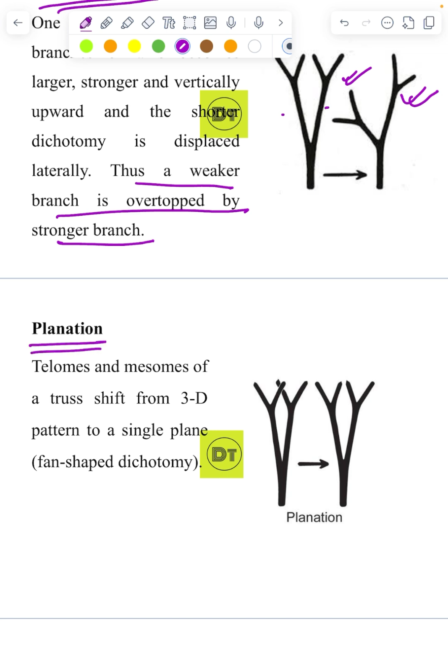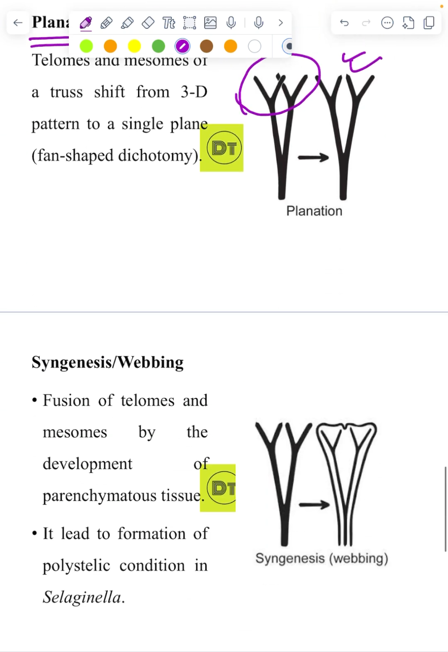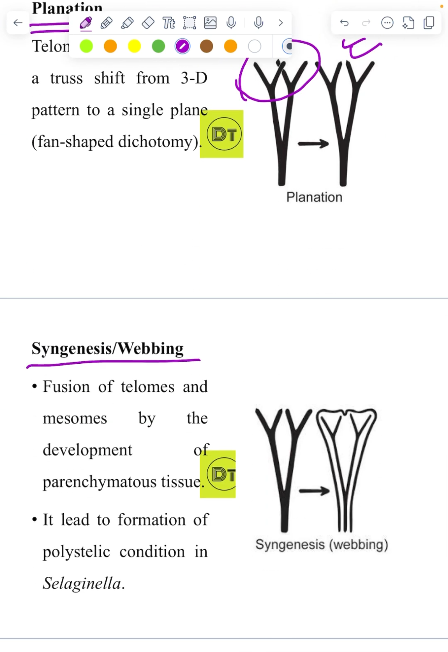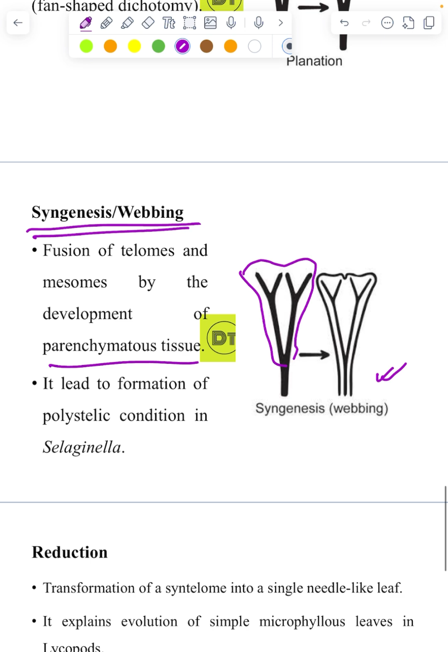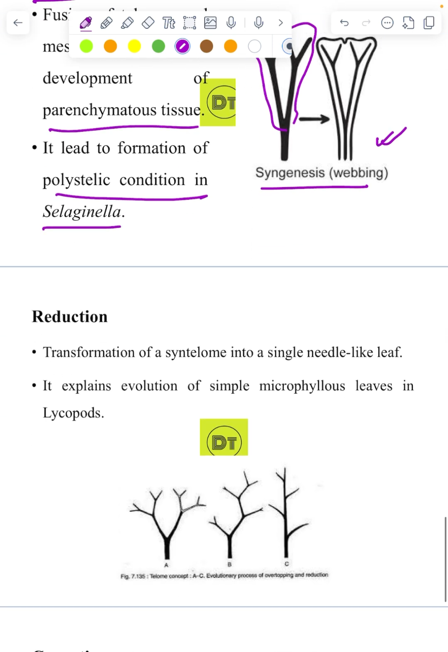The second process is known as planation. Here a shifting happens, a shifting of the 3D pattern of the telomes and mesomes to a single plane or a fan-shaped dichotomy, which is known as planation. The third process is syngenesis or webbing. Here the telomes and mesomes are fused by the development of parenchymatous tissue, and they form a web-like structure just like this. This type of webbing or syngenesis leads to the polystelic condition in Selaginella.